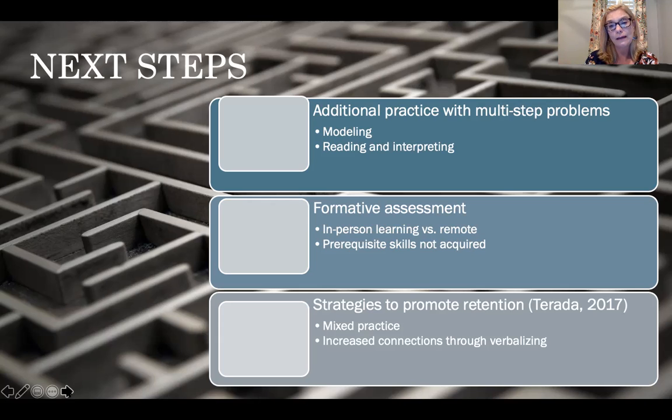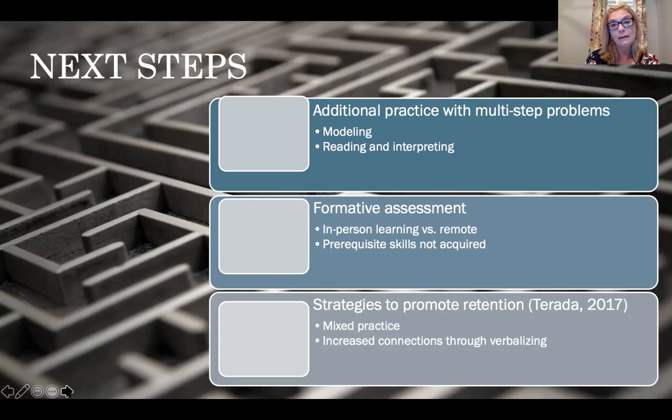The article that I read talked about how giving mixed types of practice helps with retention, because instead of getting on autopilot, the students are having to read and think each time about how to solve the problem. And so that promotes retention. Also, we can have students increase the connections that are being made in their brain by verbalizing how they solved a problem. And those are both just simple things that you can do that really don't take a lot of time, but can really increase the amount of retention that your students get.